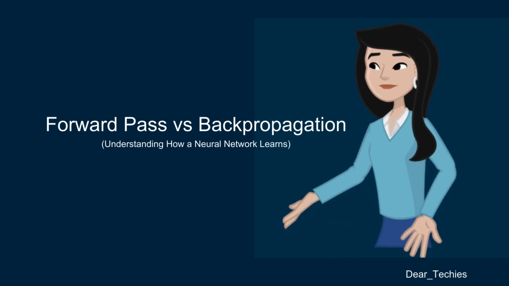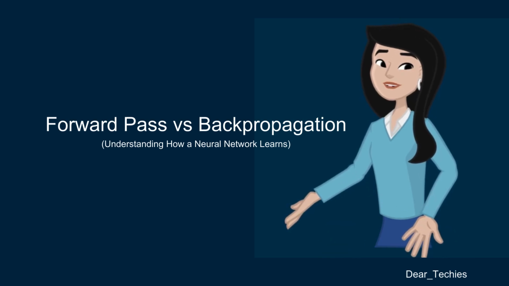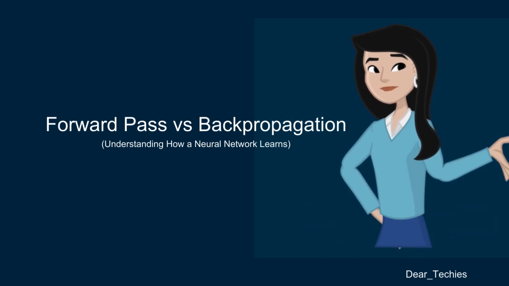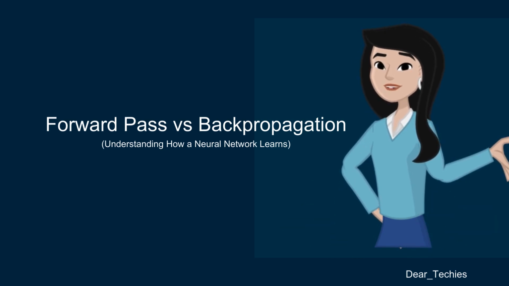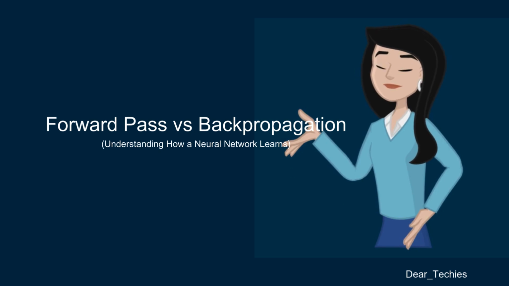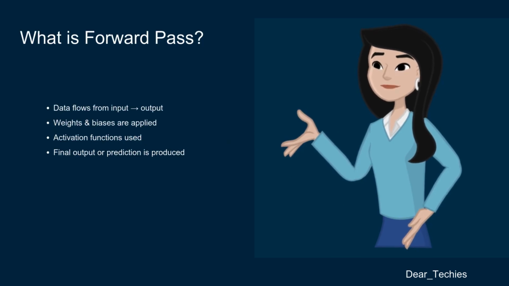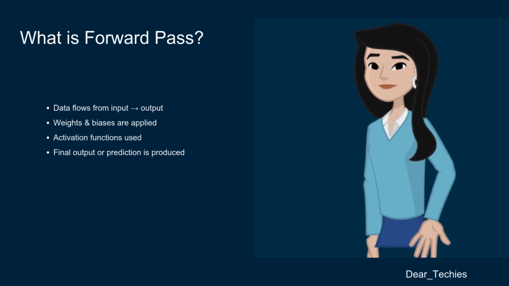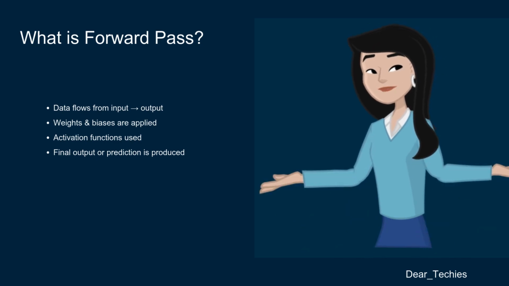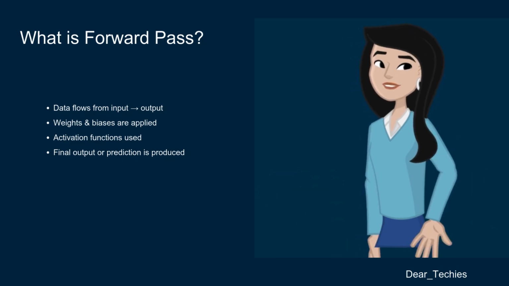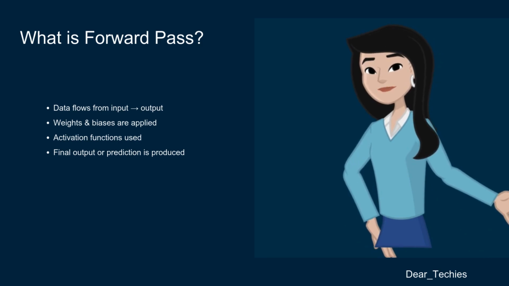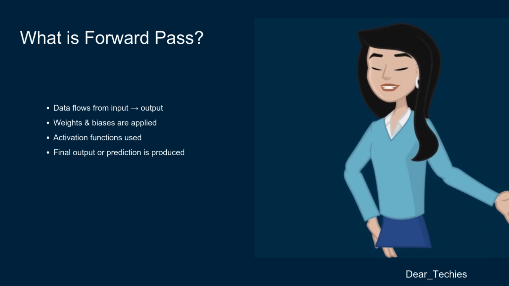Welcome back, everyone. Today's session is a simple comparison between forward pass and backpropagation, the two core steps that make neural networks work and learn. A forward pass is the step where the neural network takes an input and produces an output. The data flows from the input layer through the hidden layers and finally to the output layer. The network uses its current weights and biases to make this prediction.